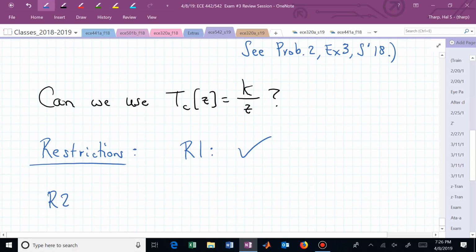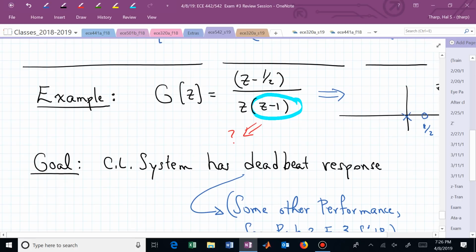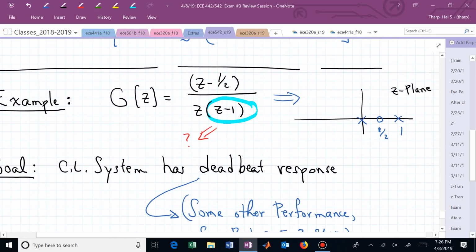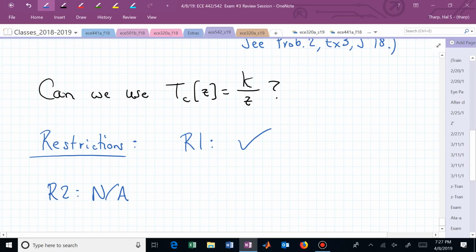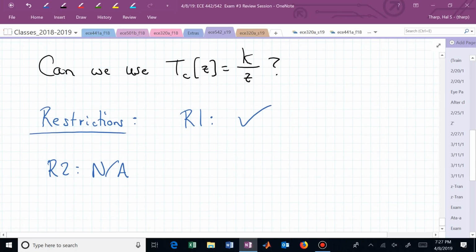What about restriction 2? Restriction 2 deals with what? We're looking at unstable zero factors. Do we have any unstable zero factors in this g of z? Do we have any factors in our numerator that have values of z outside the unit circle? No. So restriction 2 is not even applicable. So all of these restrictions may not need to be satisfied for all problems.